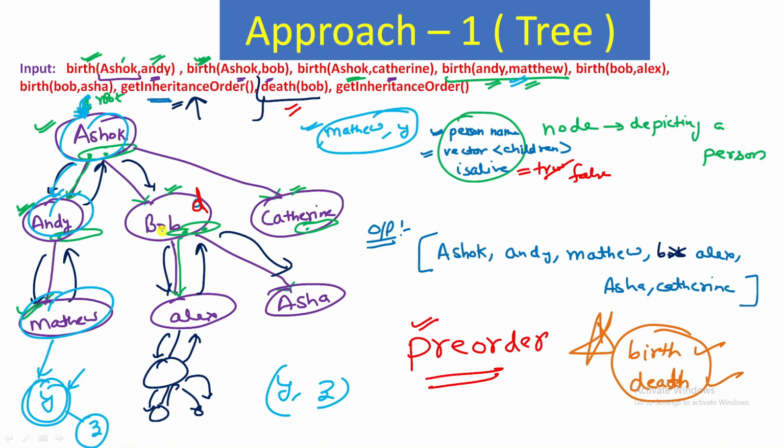Again, to set the status of a particular node as dead, I have to search for that node again. So let's say I have to set the status of this LX to dead.